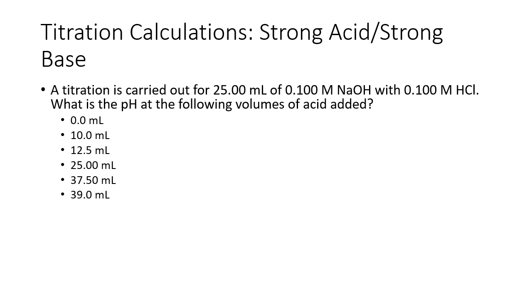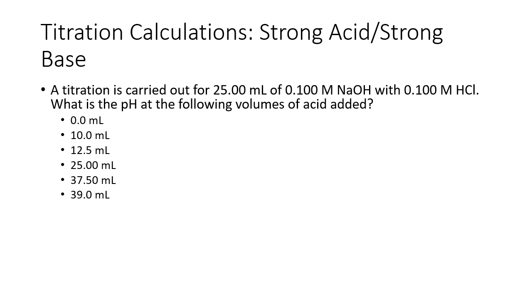A titration is carried out for 25 milliliters of 0.1 molar NaOH with 0.1 molar HCl. What is the pH at the following volumes of acid added? Then we have a nice laundry list here: 0 milliliters, 10 milliliters, 12.5, 25, 37.5, 39 milliliters.